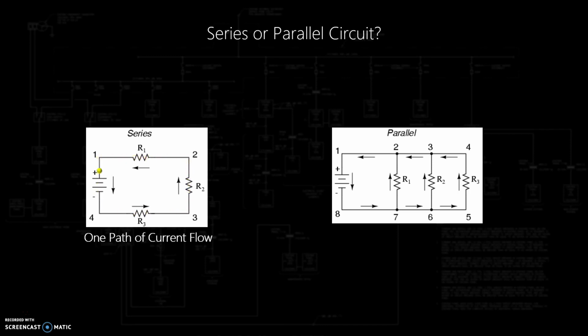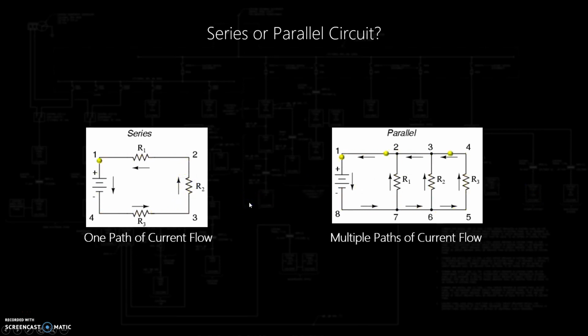The other way to look at it, if I remove any one of these, so each R1, R2, R3 is a resistive element or a filament or some type of resistive load. If I remove any one of those, this circuit is now incomplete because there's only one path for current to flow. So if I take R2 out of there, it's a broken circuit. Circuit's open, it's not going to work.